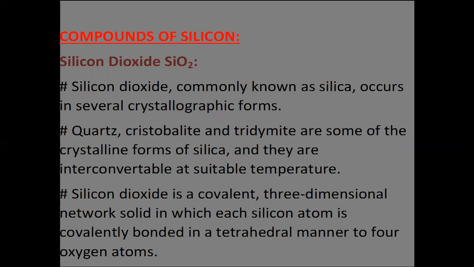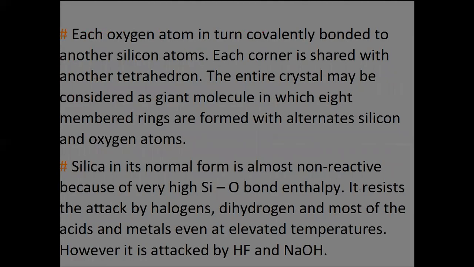Compounds of silicon: silicon dioxide. Silicon dioxide, commonly known as silica, occurs in several crystallographic forms. Quartz, cristobalite, and tridymite are some of the crystalline forms of silica, and they are interconvertible at suitable temperatures. Silicon dioxide is a covalent, three-dimensional network solid in which each silicon atom is covalently bonded in a tetrahedral manner to four oxygen atoms. Each oxygen atom is in turn covalently bonded to another silicon atom. Each corner is shared with another tetrahedron.